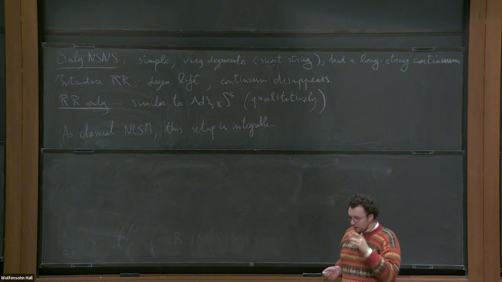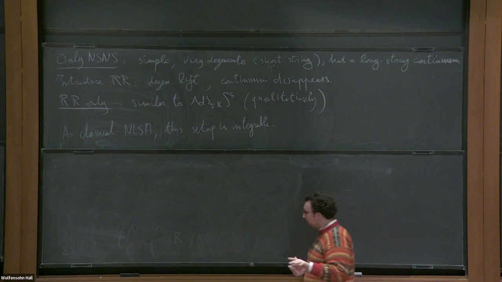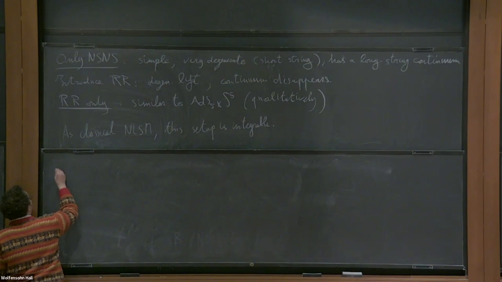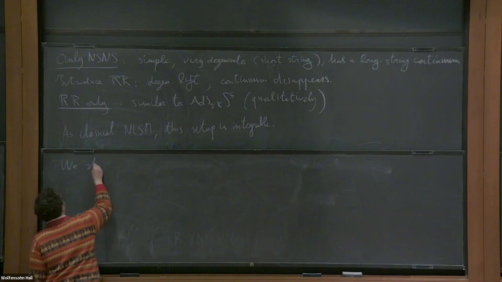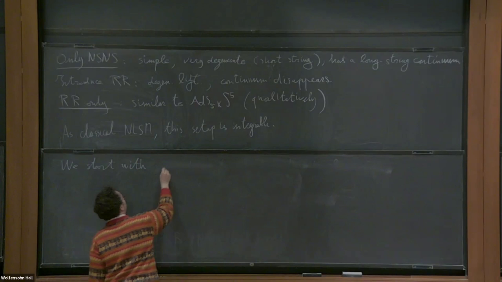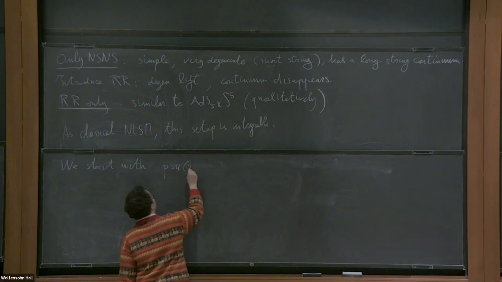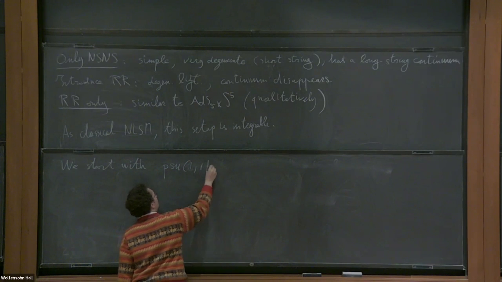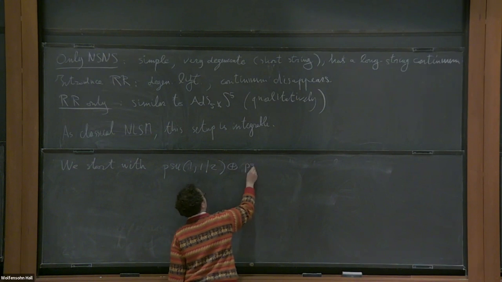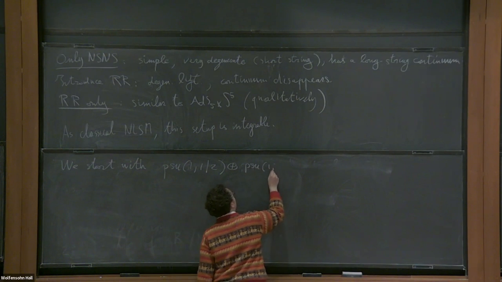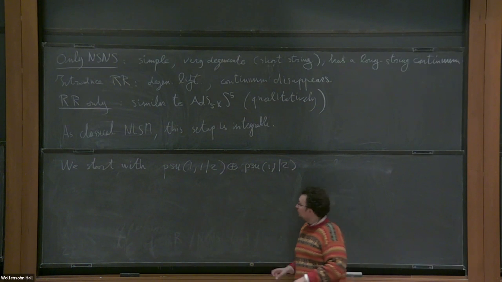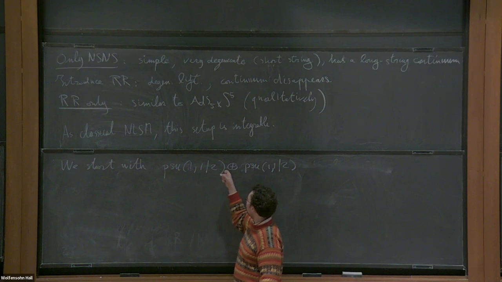So what I wanted to give is a little bit of a flavor of the symmetry. Let me just remind you that we start with a symmetry algebra, which is PSU(1,1|2) plus PSU(1,1|2). So this part contains an SL2 and then SU2.